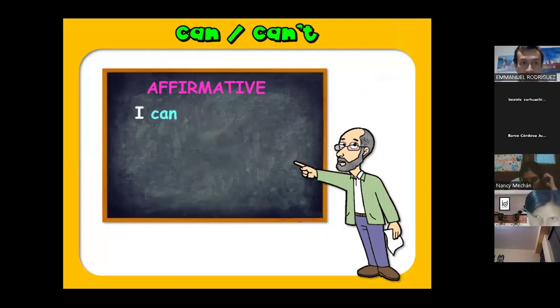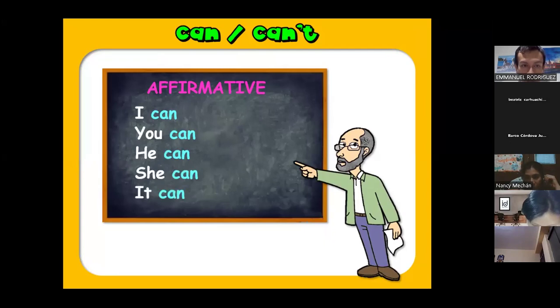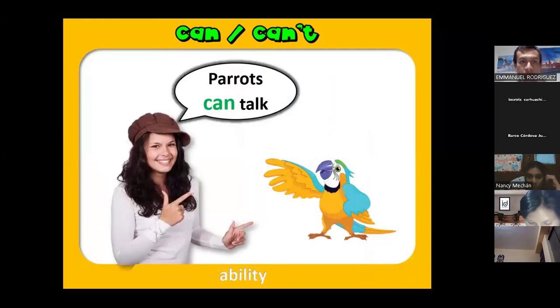For example, I can. You can. He can. She can. It can. We can. You can, plural, and they can. With the different personal pronouns, you are going to use the same modal verb can and not change it. And now you are going to see another example with different images or pictures.